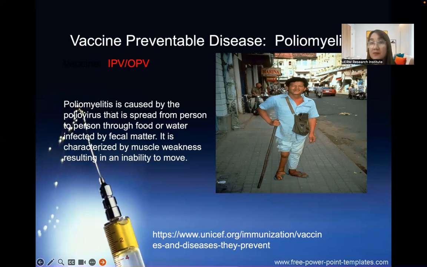So the polio vaccine protects a person from developing polio, and the virus paralyzes 1 in 200 people who get infected. Among these cases, 5 to 10% die when their breathing muscles are paralyzed. There is no cure for polio once the paralysis sets in.